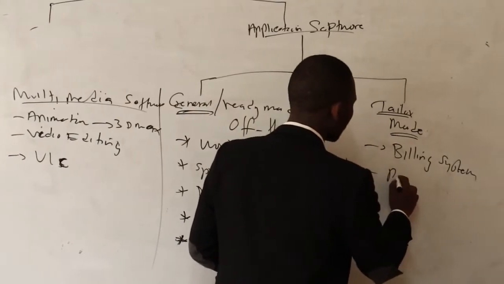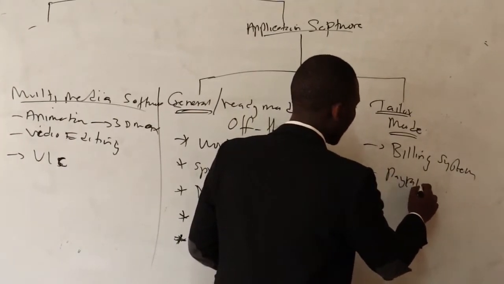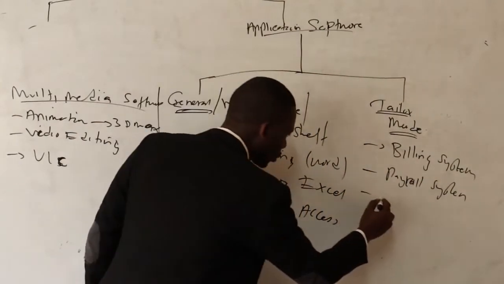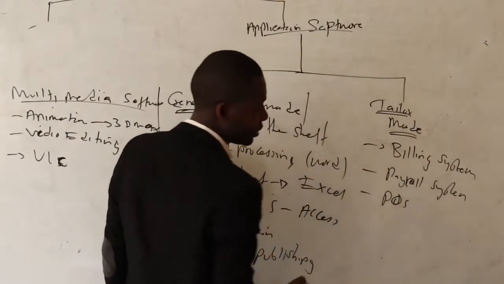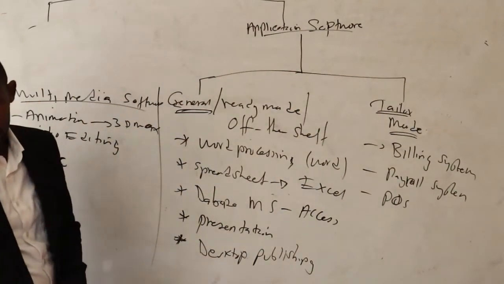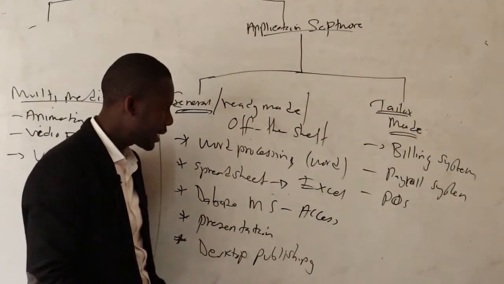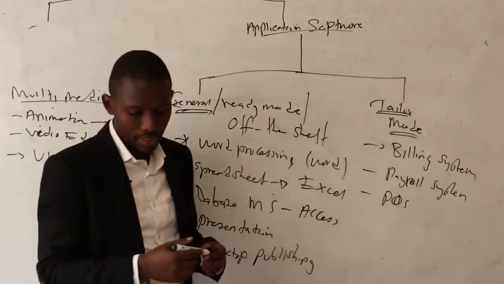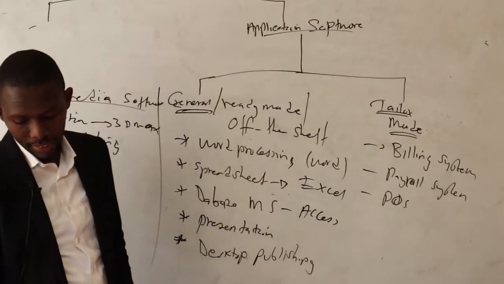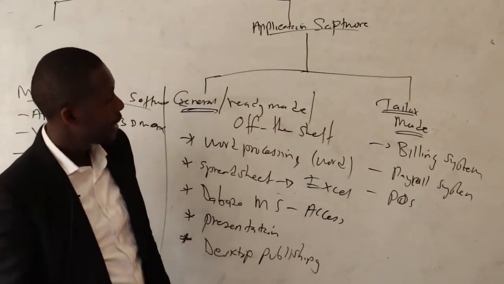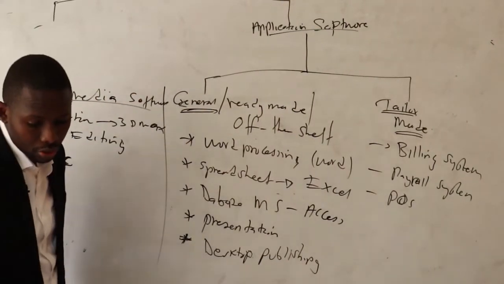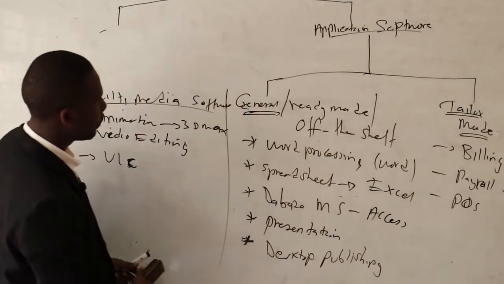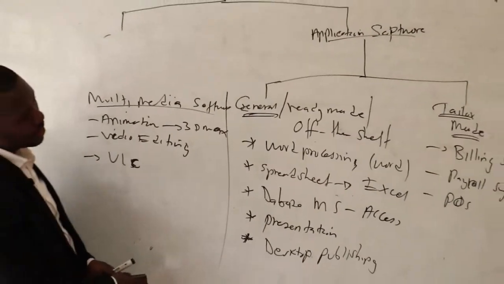We have payroll systems. We have the electronic point of sale systems, the POS used in supermarkets and such, and all those systems that work in certain cases, we refer to them as tailor-made applications. So that marks the end of the application softwares.